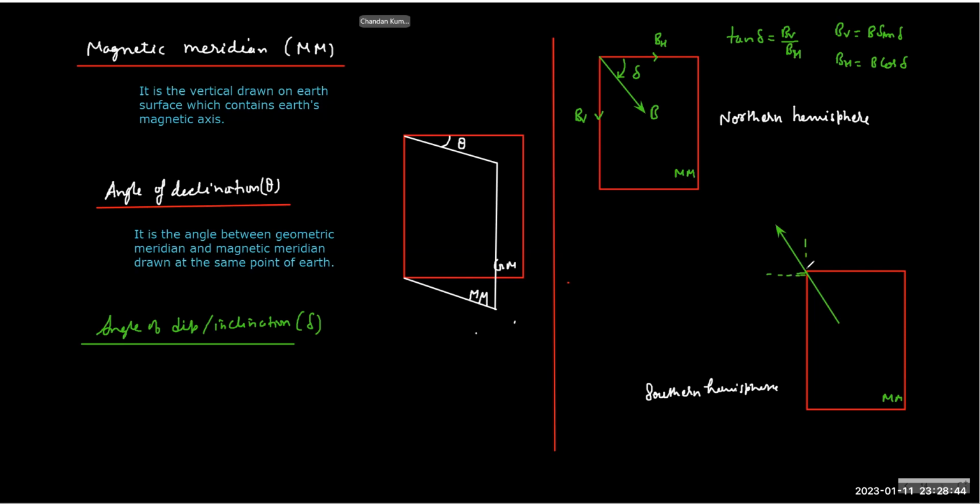But by definition, we always call this the dip angle, and we take it from the horizontal. So the BV in this case will be upward and BH horizontal. Is this clear, guys? How to draw this. Now, how the dip angle behaves is interesting. Tell me, guys, as you go from the equator towards the pole, will the dip angle increase or decrease?